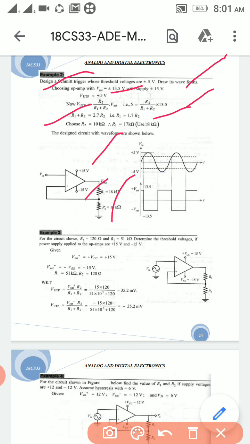He also told us to draw the waveforms. For that reason we have to write the waveform like this: plus or minus 5 volts is the input signal, and after that the Schmitt trigger output should be rectangular pulses. What is the voltage of this? We already found out, it has been given as plus or minus 13.5 volts. So for that reason plus VSAT and minus VSAT should be plus 13.5 volts and minus 13.5 volts.